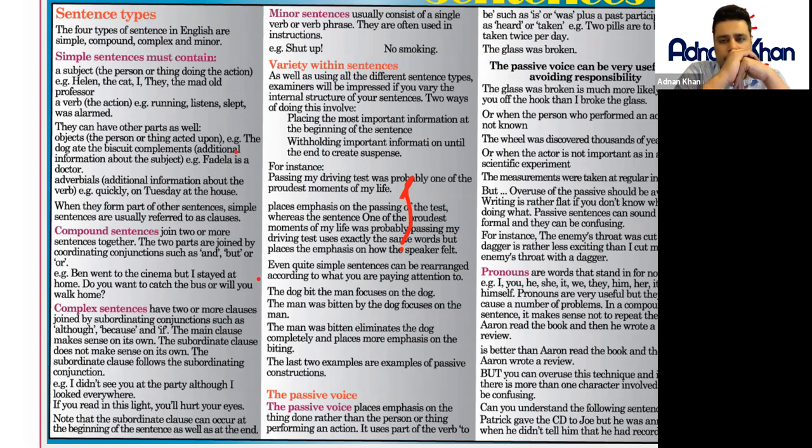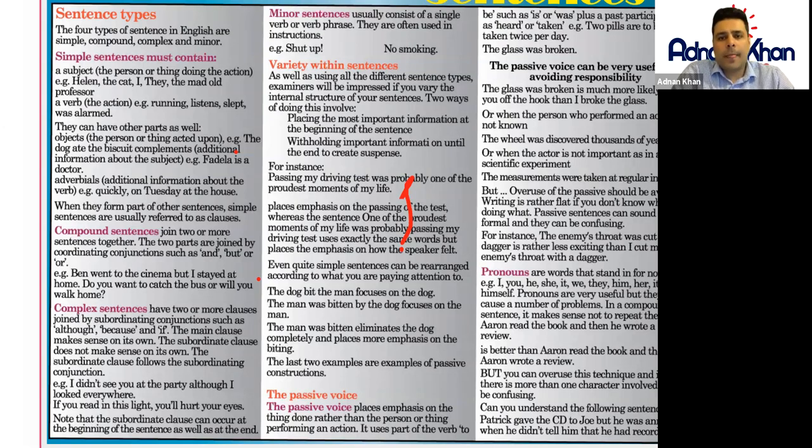Compound sentences join two or more sentences together. The two parts are joined by coordinating conjunctions such as and, but, or. Example, Ben went to the cinema but stayed at home. Do you want to catch a bus or will you walk home?